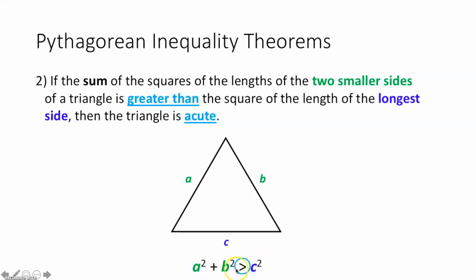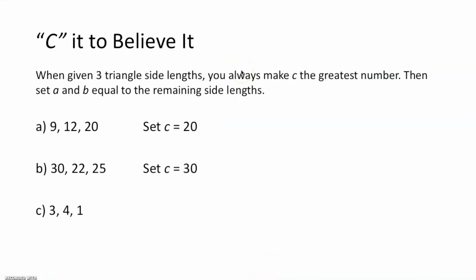And if a squared plus b squared is greater than c squared, that's acute. Now let's talk about how to choose your C value. It doesn't matter which one is A or B, but it does matter which one you choose to be C. So if you're given three side lengths of a triangle, you need to know which one to choose to be C. Just always make your C the greatest number. So whatever's the biggest value of the three sides of a triangle, make that your C value.